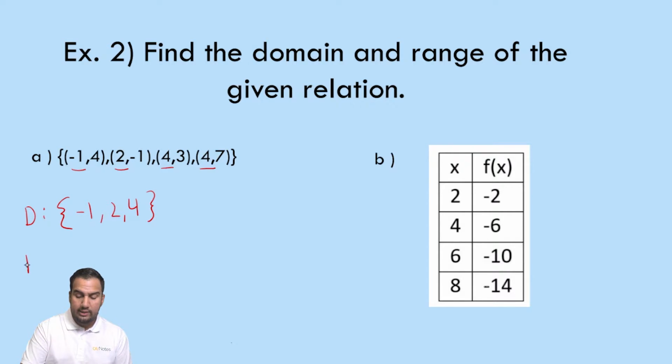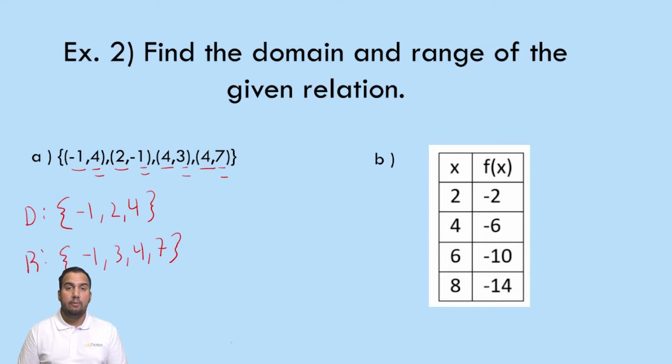Now, when I do range, it's going to be the same concept. What are all the y's? So I'm going to double underline it so that we see all the ranges. And luckily for me, nothing repeats, but they are out of order. So I am going to have to write them in order. So my range is going to be -1, 3, 4, and 7. That's my answer. That's my range.